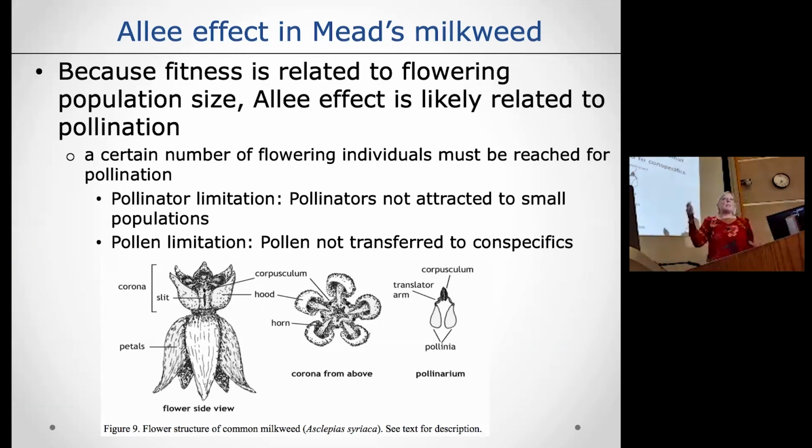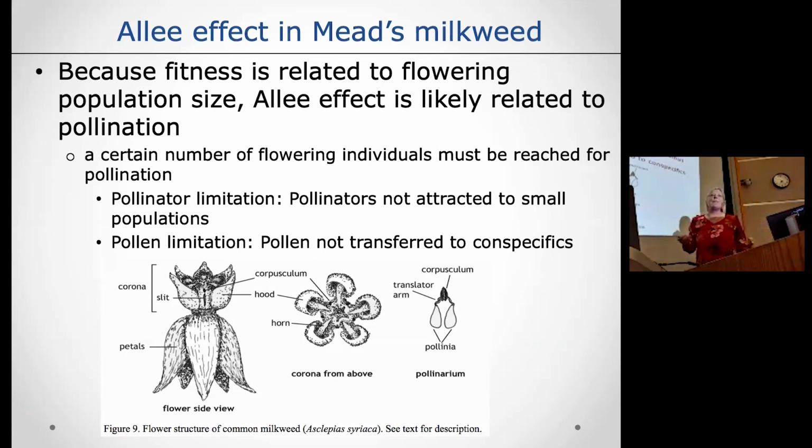And essentially what happens is when a bee visits the flower, the corpusculum will get stuck on the bee's leg, and then the bee has to transfer it to another individual and then get the pollinarium into this thing called a stigmatic slit right here.